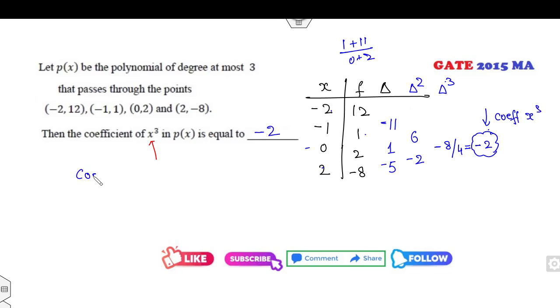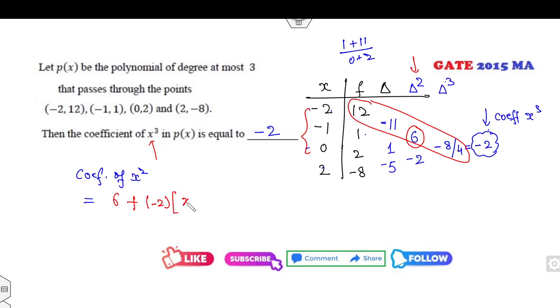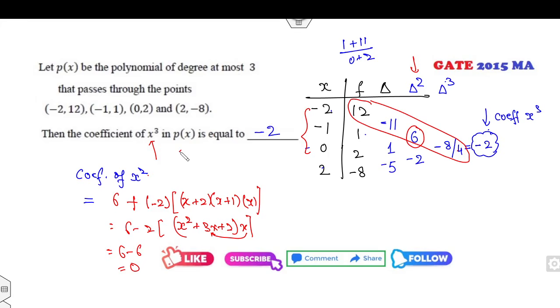If they are asking you to find the coefficient of x square, how can you find that? This is my x square. This number is, look at this line. The number is 6 plus, then for the next pair, it's minus 2. It is del cube, so I can take the first three pair: x plus 2, x plus 1, x. Now look at the pairs, which is the coefficient of the x square. So it is x square plus 3x plus 2. How can you find the coefficient of the x square? Only these 3.